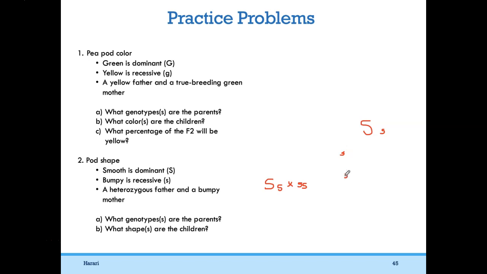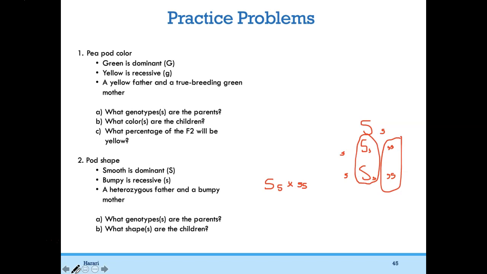So maybe I'll change this in the slides, actually. But you have the idea. So big S times little s would give us 2 big S and 2 little s. So the question asks, what shapes are the children? They will be 50% bumpy and 50% smooth.